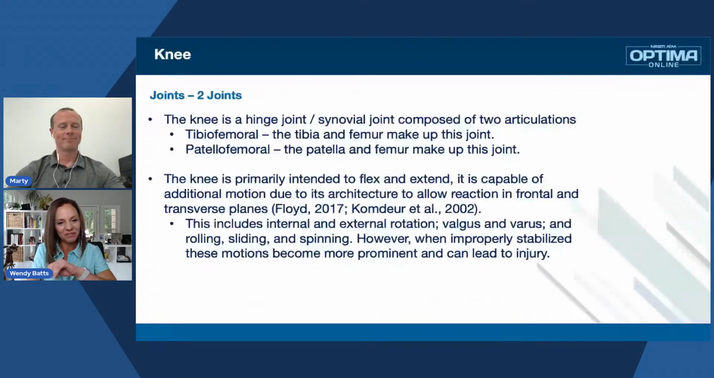So if we move on, of course, the knee, as Marty just said, and I said earlier, it's a hinge joint. So we've got the synovial joint composed of two articulations, meaning, what are the primary bones that make up these joints? You have the tibia and the femur, which make up the tibiofemoral joint. And then you have the patellofemoral joint, which is basically the patella and the femur. These are important to know because when people are talking about tibiofemoral pain, it allows you to know where in the knee exactly they're feeling some discomfort.